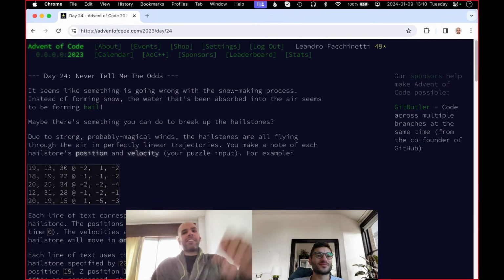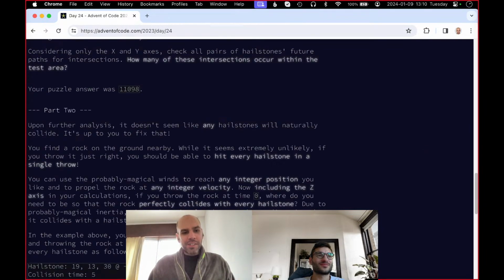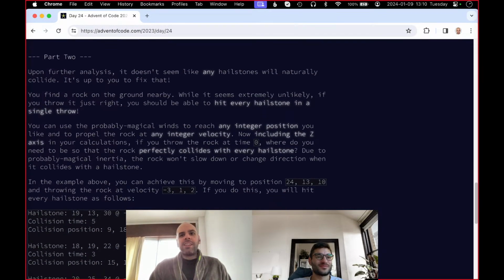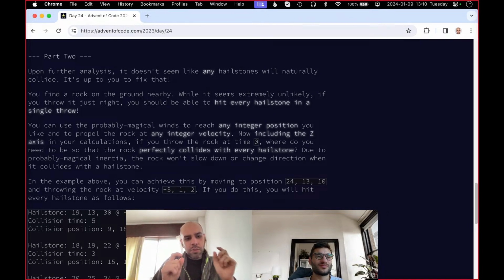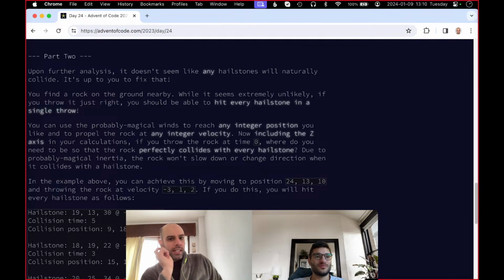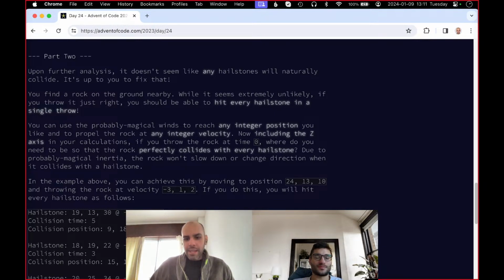So let me tell you a story of day 24, part 2. Just as a quick recap, hailstones are moving in three-dimensional space. We have to be in a certain place and throw a rock at a certain velocity so that we'll hit every hailstone along the way. And we talked about different approaches to solve this.